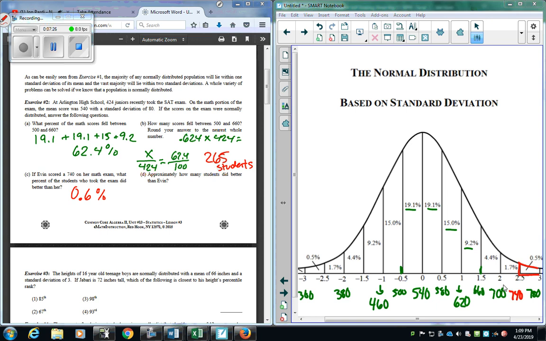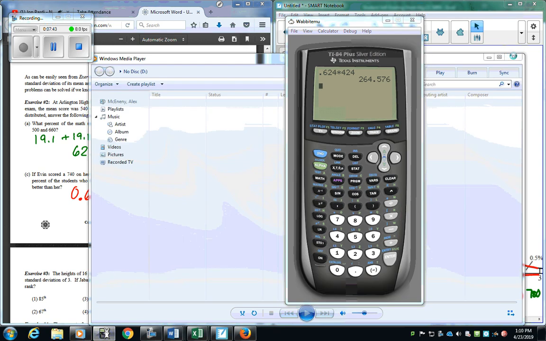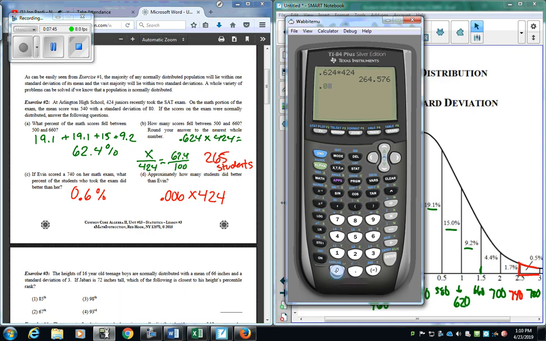And for D, how many students did better than her as an amount? It will be 0.6%, or 0.006, times 424. So in the case of this one, 0.006 times 424, there'd only have been 3 students, if we round it, approximately 3, that did better than her if she was able to get a 740.